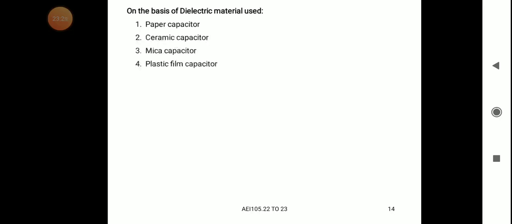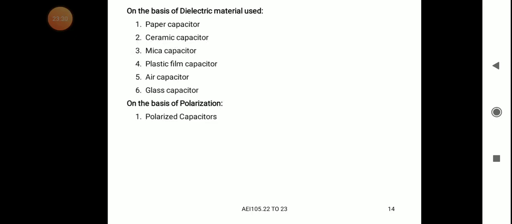Now we are going to discuss the next classification, on the basis of the dielectric material we are using. Depending on the dielectric material, we name the type of capacitor. The importance of the dielectric material is that if the dielectric material is perfect, the storage capacity of the capacitor increases.